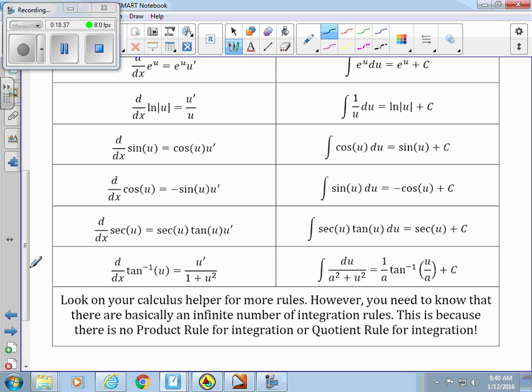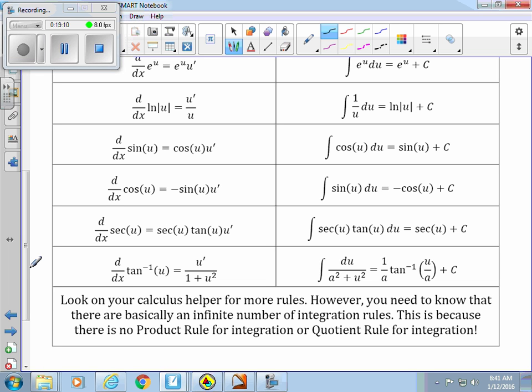The one problem with integration that you need to know is that there are basically an infinite number of integration rules. Remember me telling you there's no product rule and no quotient rule for integration? Those didn't work yesterday. We didn't have a rule for that. That's going to cause us problems. And we'll continue to talk about that as we learn how to do anti-differentiation. But that's going to cause us problems.